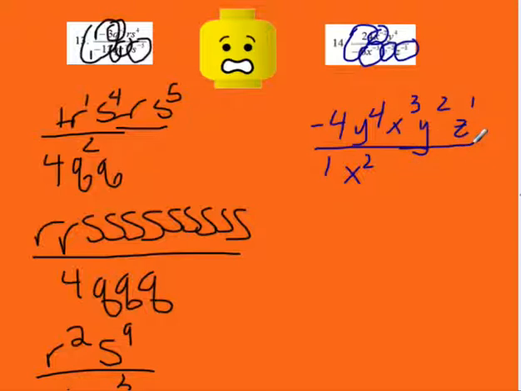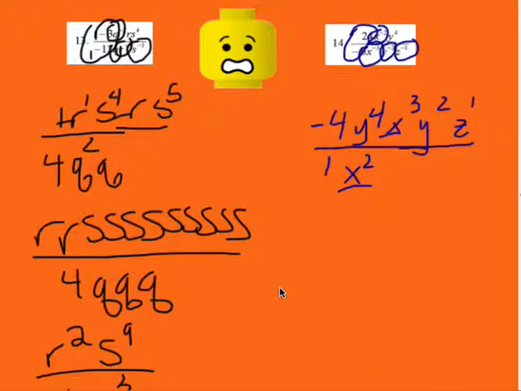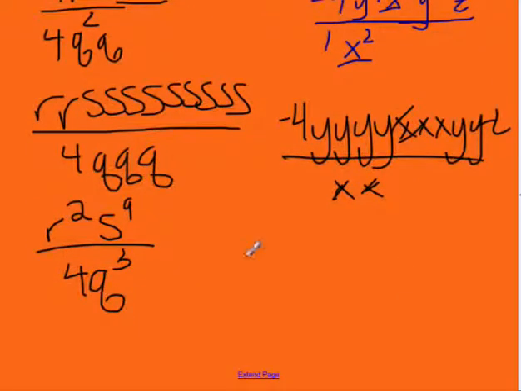Now the only thing I see that are on both the top and the bottom are my x's. Let's actually write all of our letters out for practice. So I have negative 4 and then I have 4 y's and 3 x's, 2 y's and z's, and then on the bottom I have 2 x's. So I can cancel those x's out. Then on the top I'm left with negative 4, I only have 1 x left, 6 y's left, so I have y to the 6th and 1 z.